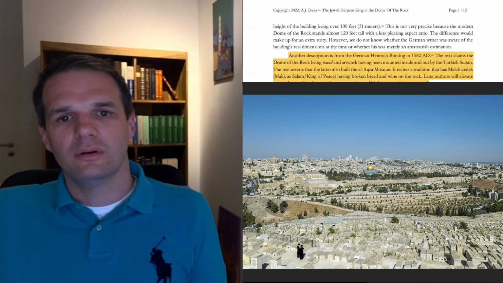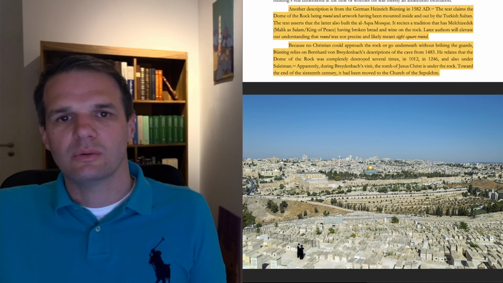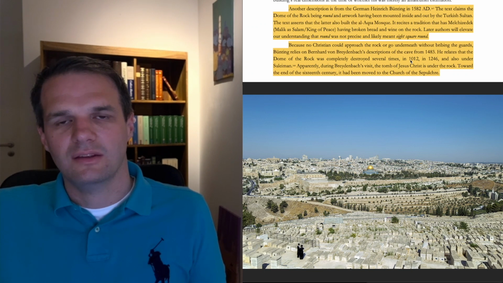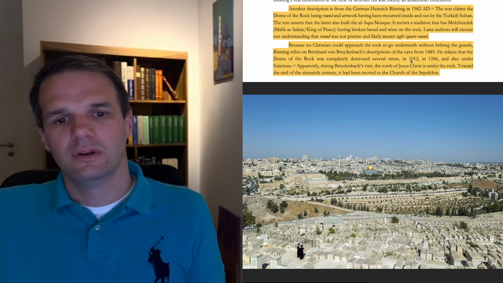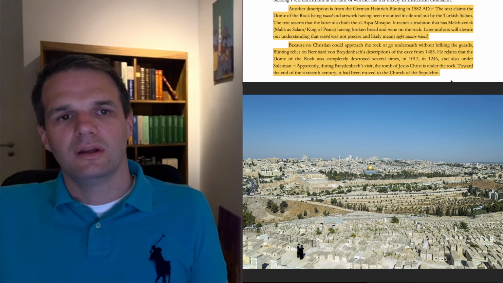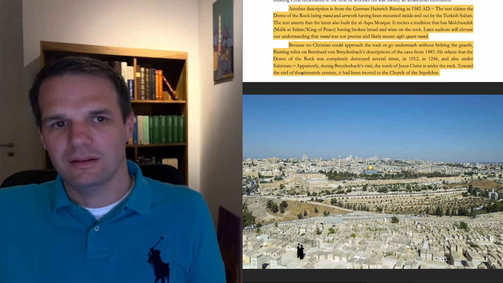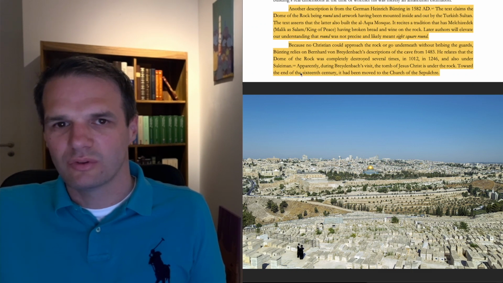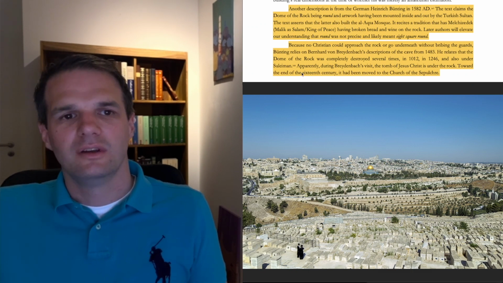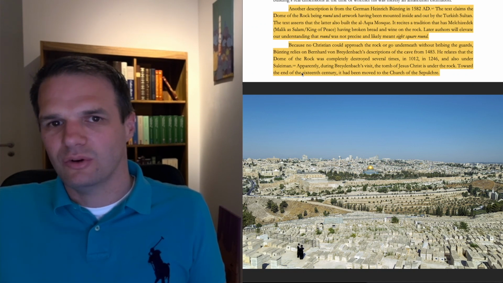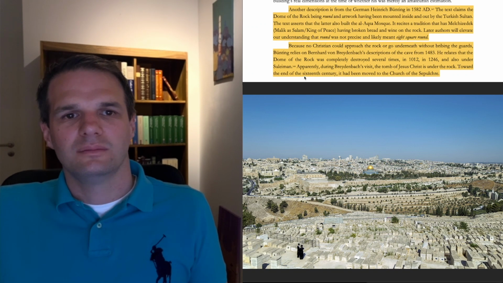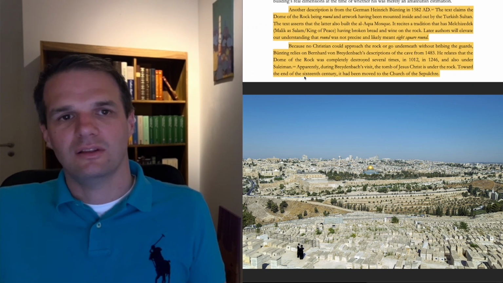So I don't know what AJ was reading here. The Dome of the Rock was not completely destroyed several times. According to this text, it was the Church of the Holy Sepulchre, and obviously so. And now I don't know if he understood it, and that's why he added this part about the grave being moved to the Church of the Holy Sepulchre. Does he claim that the original Dome of the Rock was built by Constantine the Great? I don't know. It doesn't make any sense whatsoever here.